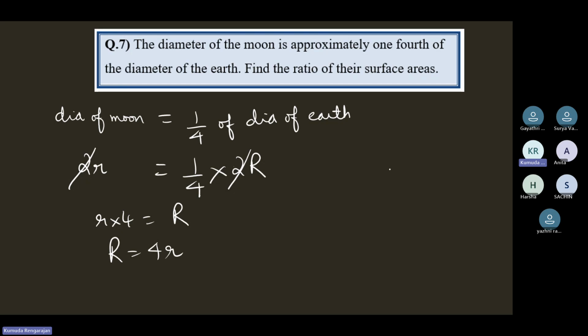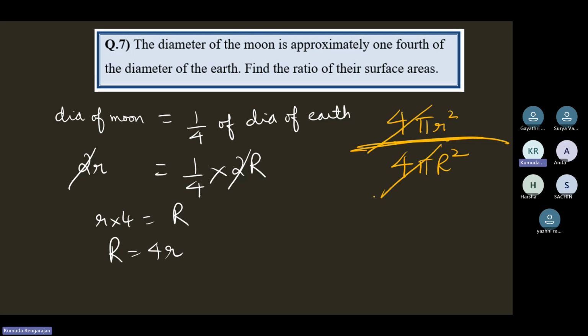The question is to find the ratio of their surface areas, which means we have to find 4 pi R square by 4 pi r square, because we have to find the ratio. You don't have to find their surface areas, find the ratio directly. Ratio of their surface areas, and we are working with spheres, surface area 4 pi r square. So you need to find this ratio.